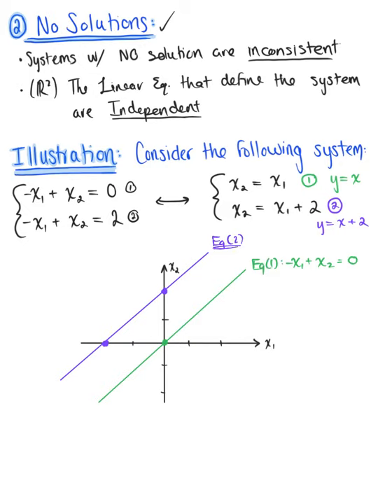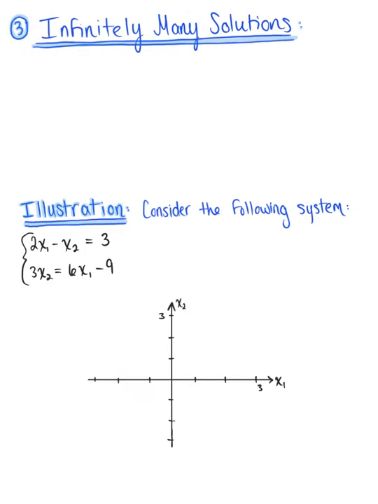So parallel lines are an example of an inconsistent system with independent equations and no solution. And our third and final case is the case where a linear system has infinitely many solutions. So systems with infinitely many solutions are consistent systems. So our system is consistent.